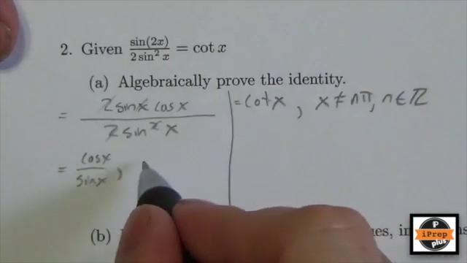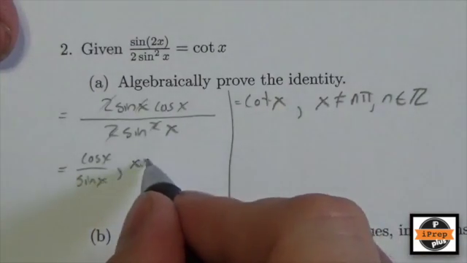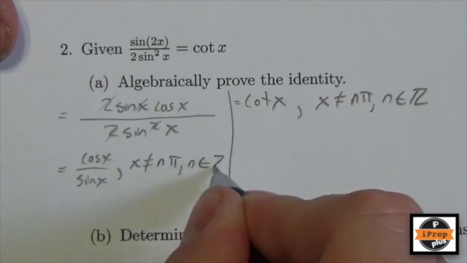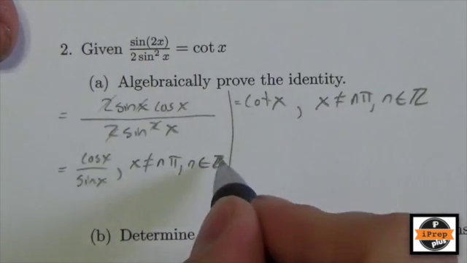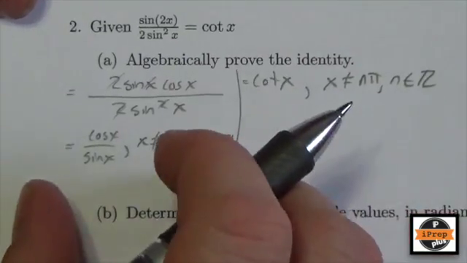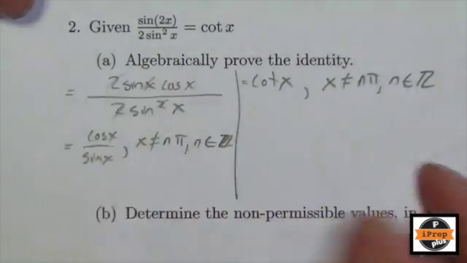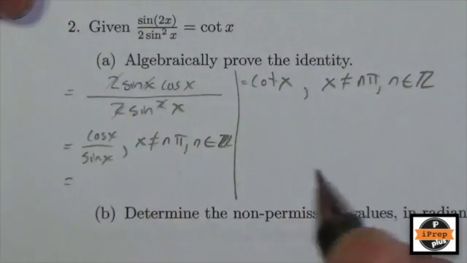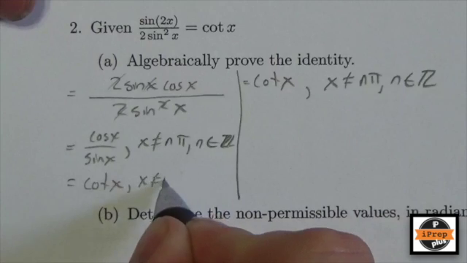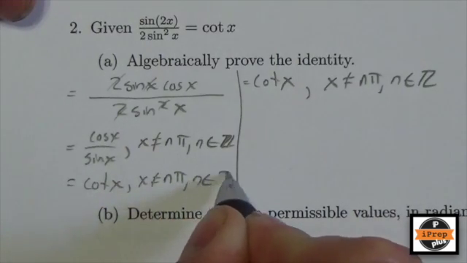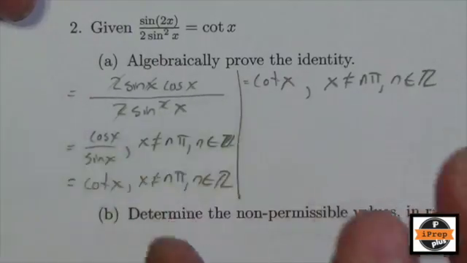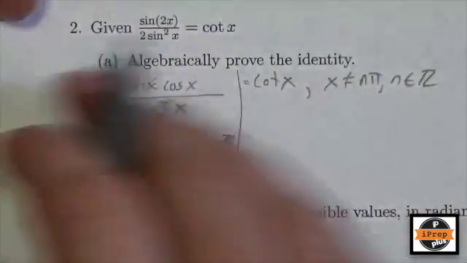Now I cancel the sines, and I can only do that as long as I state that x can't be equal to n pi, where n is an element of the integers. But you know what? That is totally okay, because that was a restriction on the right-hand side anyway. So it's a restriction here, it's a restriction here, it's the same restriction on both sides. That's wonderful. Cos over sine is in fact cotangent, and we've got this lingering x can't equal n pi, where n is an element of the integers. That's the same on both sides. This is wonderful. I don't need to state anything else.